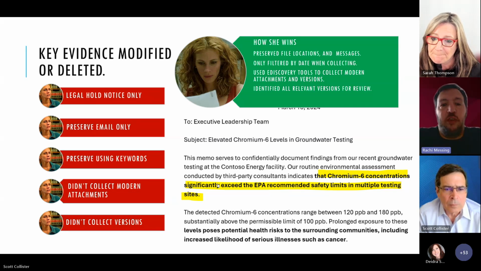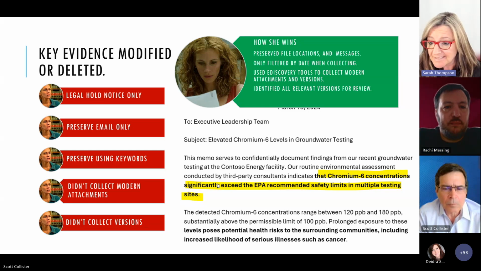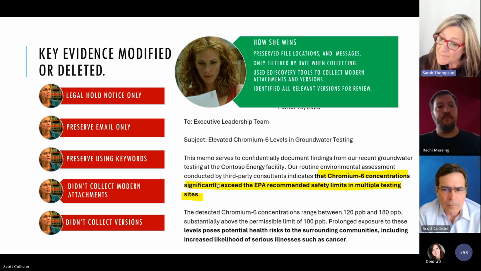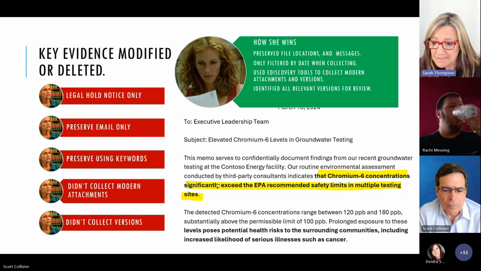So what could she have done right? Sarah, you want to walk through that? Well, basically all that stuff. She preserved the SharePoint, the OneDrives, and so that was a Teams message, right? So Teams conversations are saved in one's mailbox.